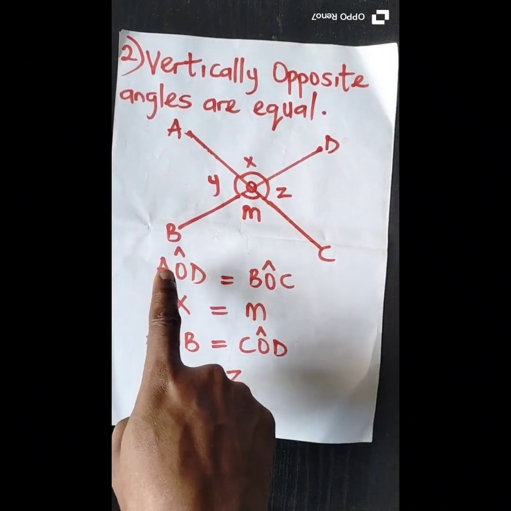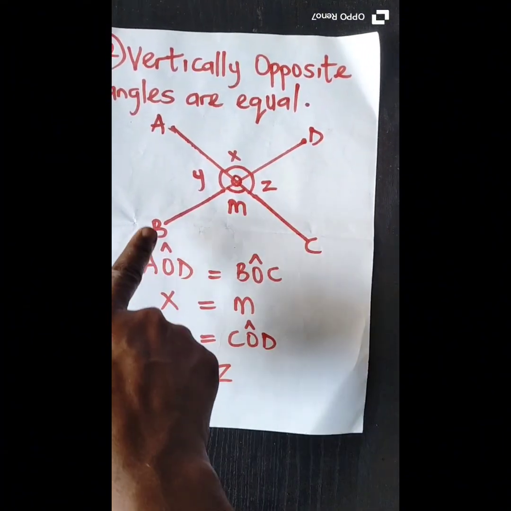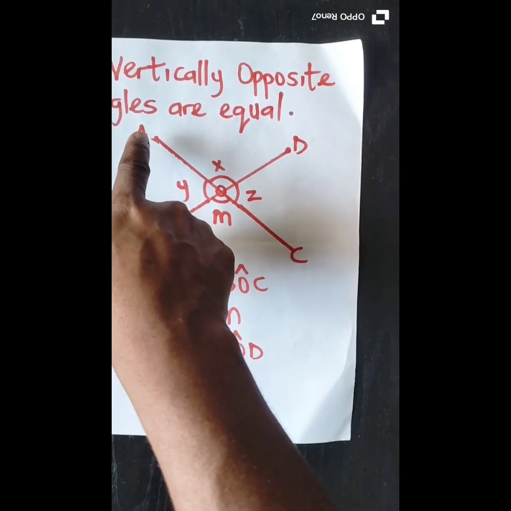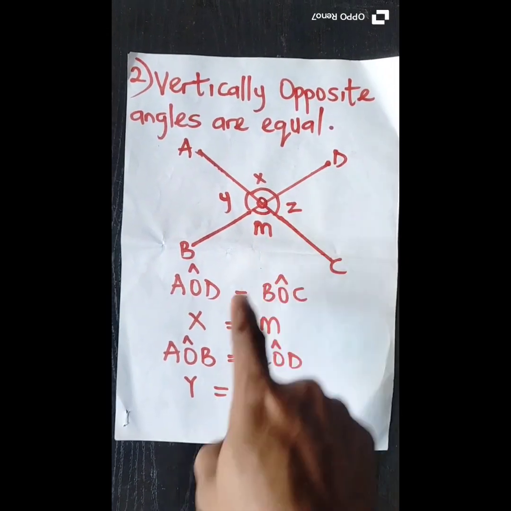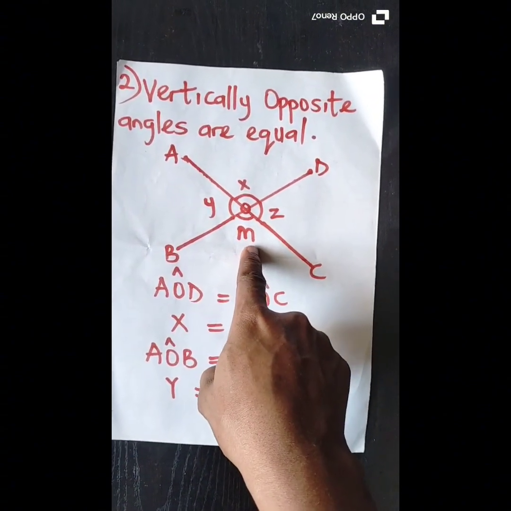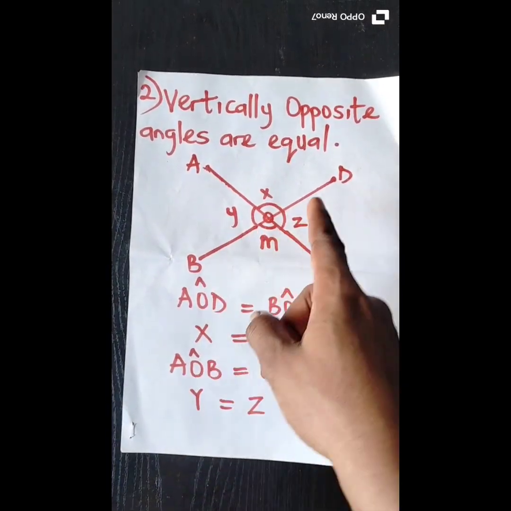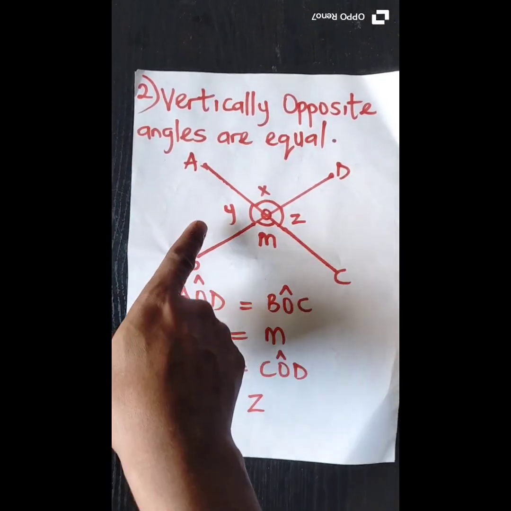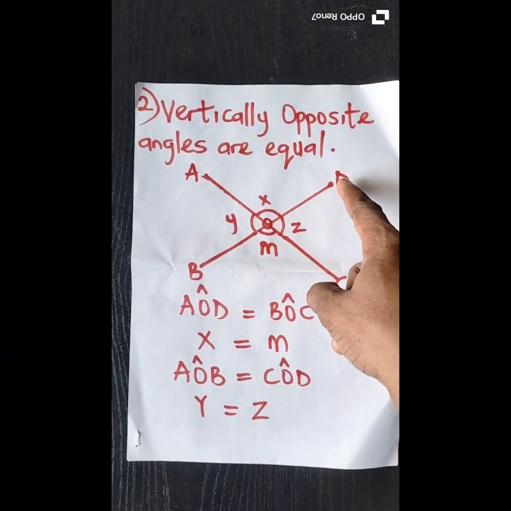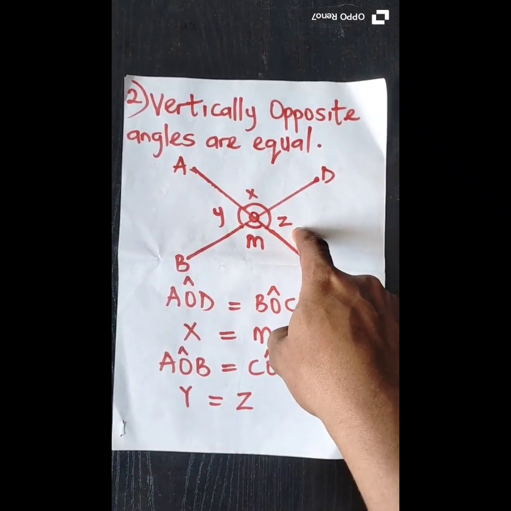Mathematically, we have AOD is equal to BOC. The angle formed in AOD is X, which is here, and BOC, the angle formed here, is M. So they are said to be equal. And the other way around, we also have AOB, which is angle Y, is equal to DOC or COD, which happens to be angle Z.